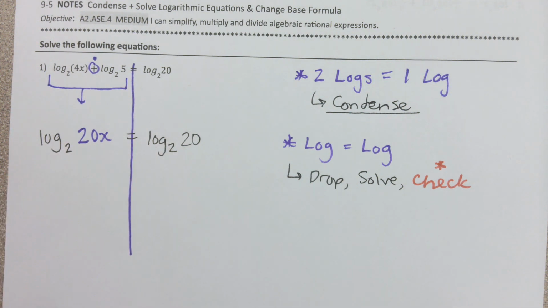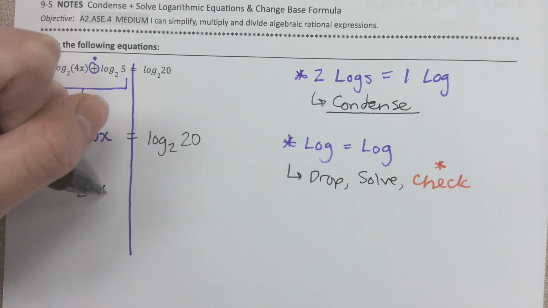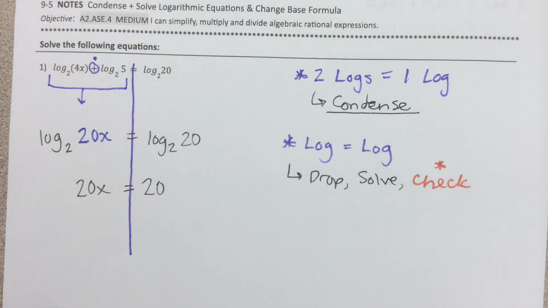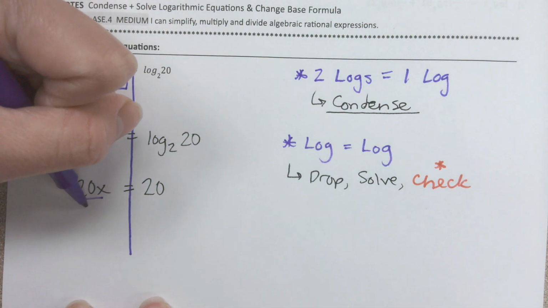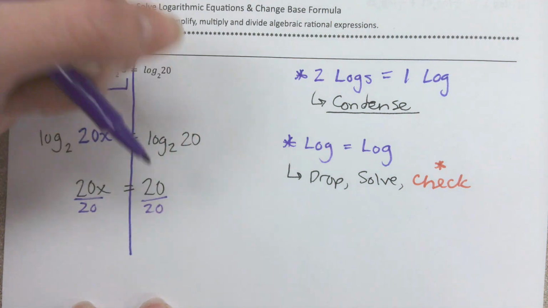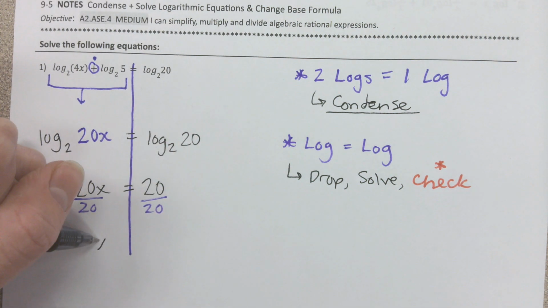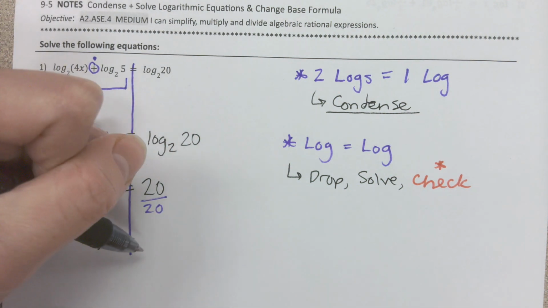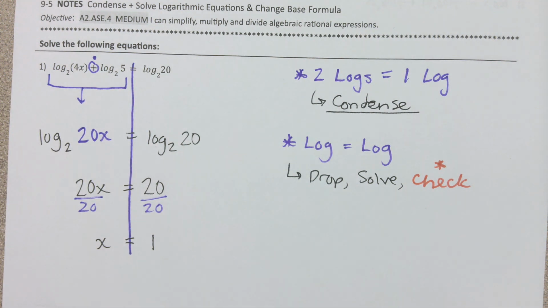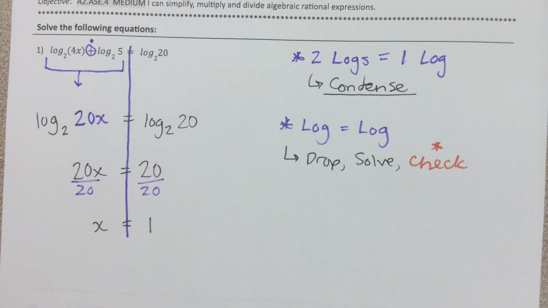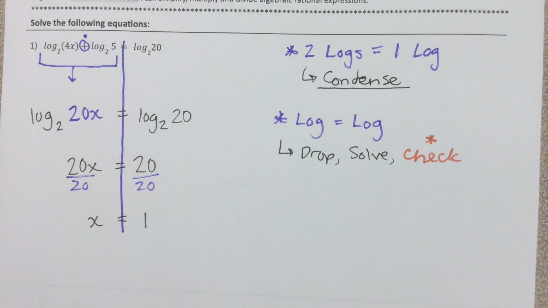So I'm going to drop the logs. And we have 20x is equal to 20. And then we just need to get rid of the 20 on the x. So divide both sides by 20. X is equal to 1. 20 over 20 is 1, not 0. And since we have a log equals log, we must check.